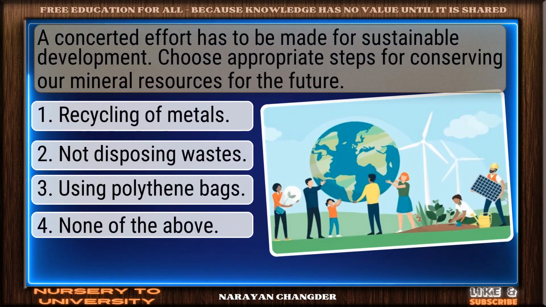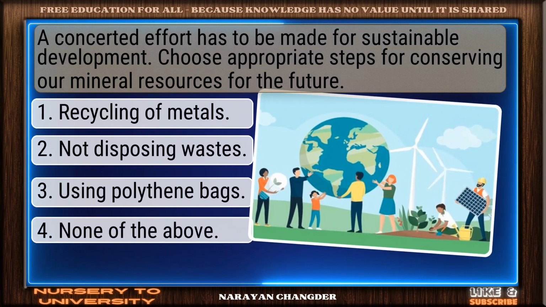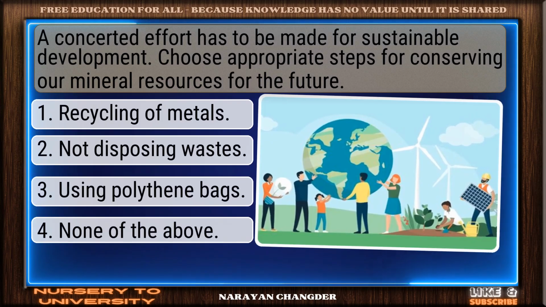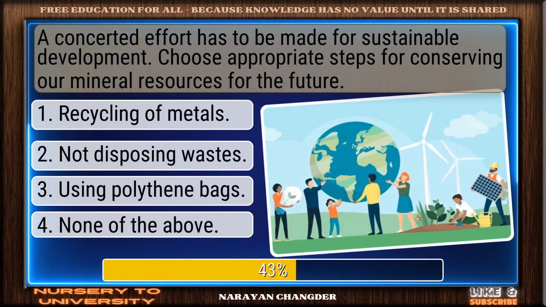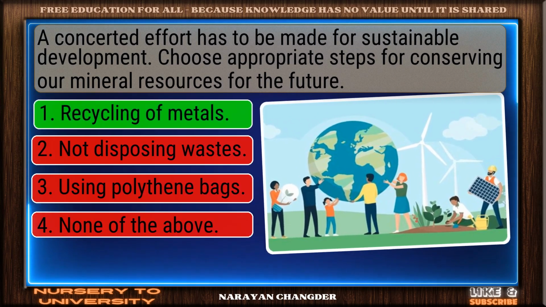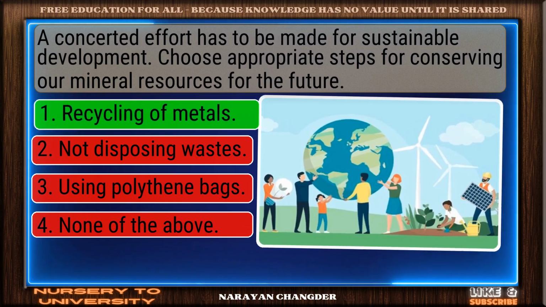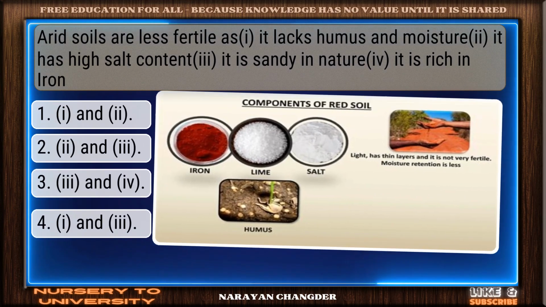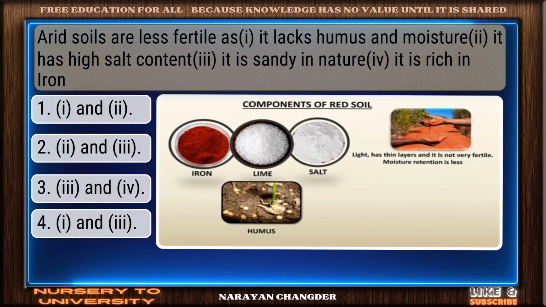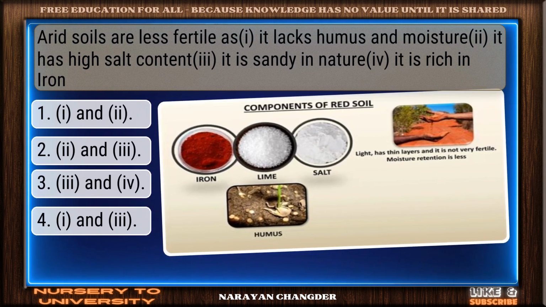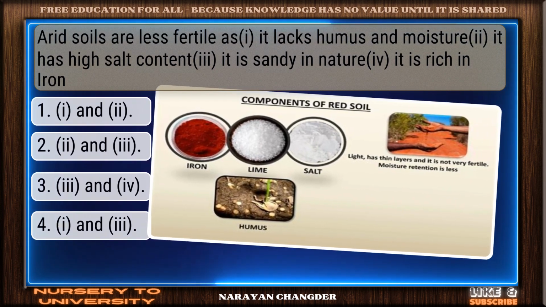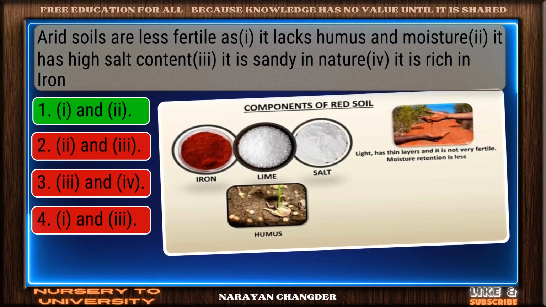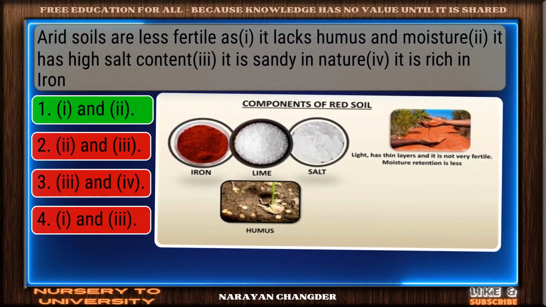A concerted effort has to be made for sustainable development. Choose appropriate steps for conserving our mineral resources for the future. Smart pick. Recycling of metals is correct. Arid soils are less fertile as it lacks humus and moisture. It has high salt content. It is sandy in nature. It is rich in iron. You're right, and is correct.